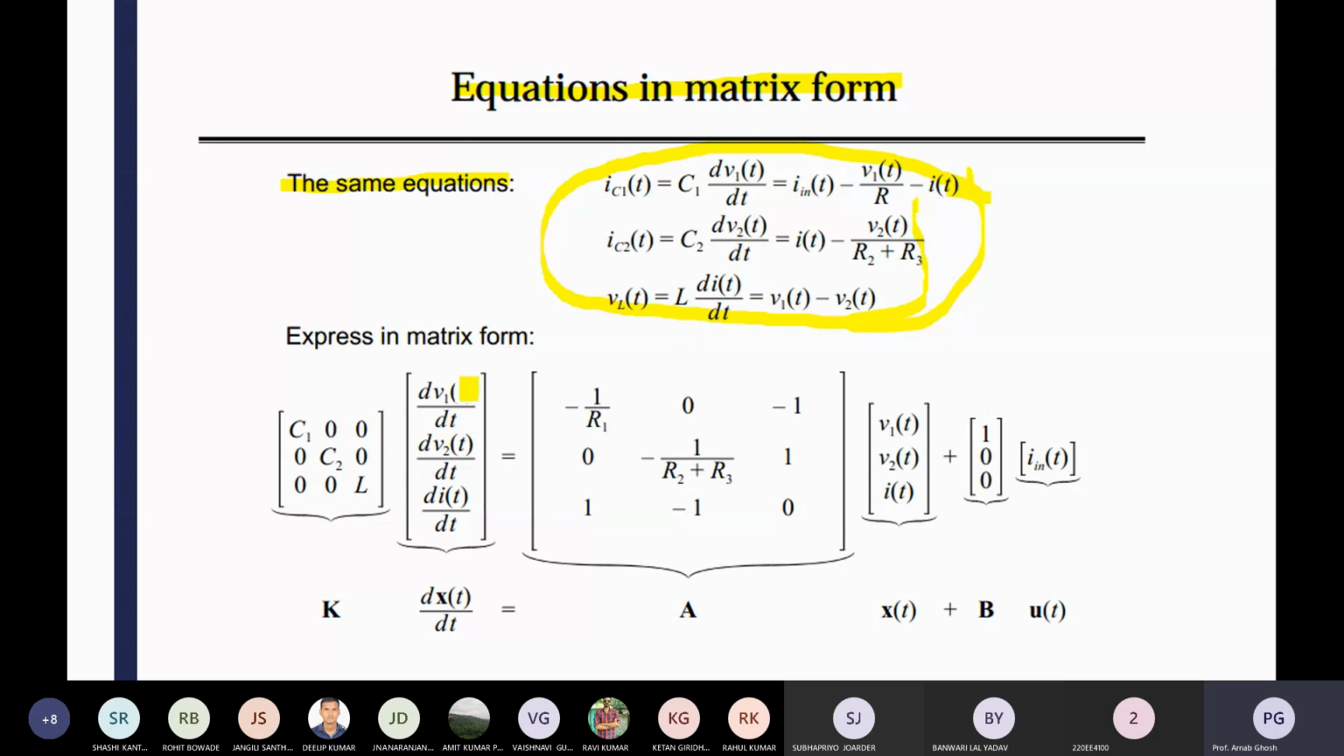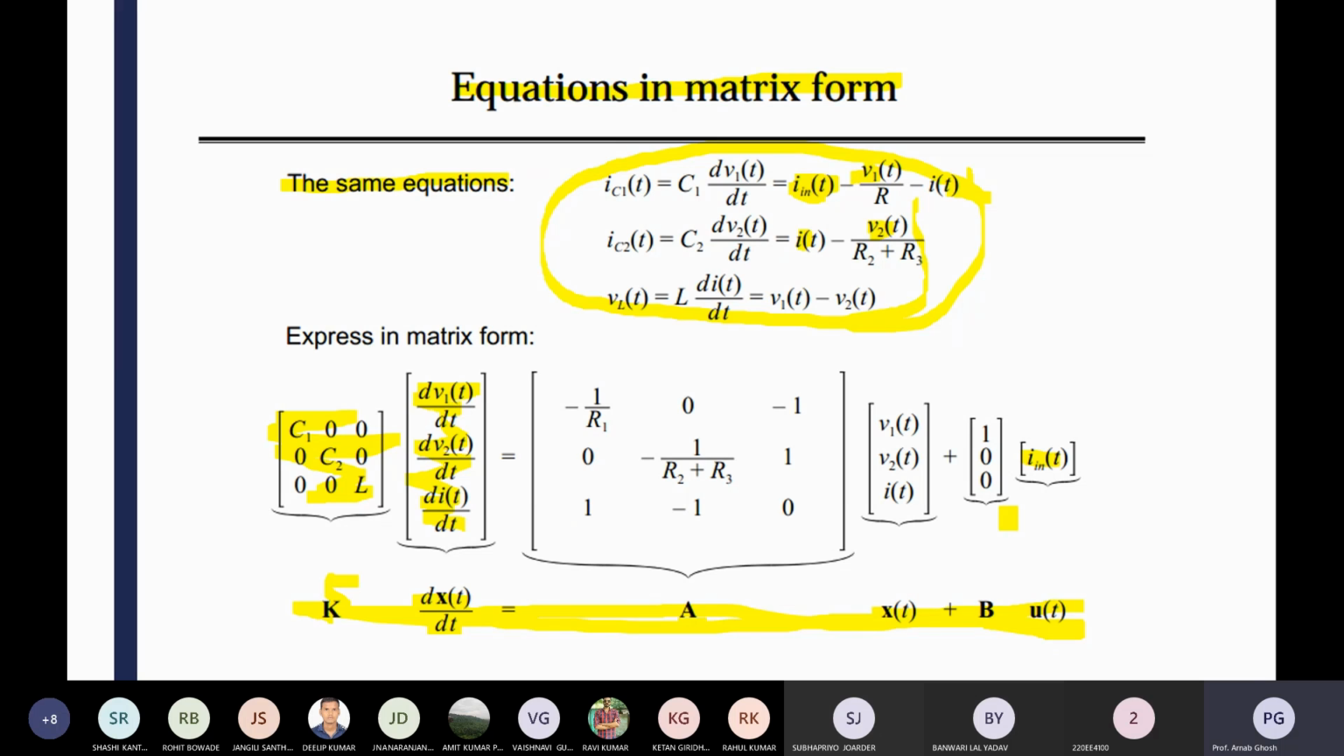If you add both of them, you will get this matrix: C1 0 0, 0 C2 0, 0 0 L1. So it is your K matrix, and this is your state variable matrix. So the state equations, that energy storing element: dV1(t)/dt, dV2(t)/dt, di(t)/dt. Then it is your dx(t)/dt. The inputs are V1, V2 and I. The inductor current I1 is your main driving force, so it is the input current. You can write in your copy that K dx(t)/dt equal to A x(t) plus B u(t). Directly this equation is coming here.